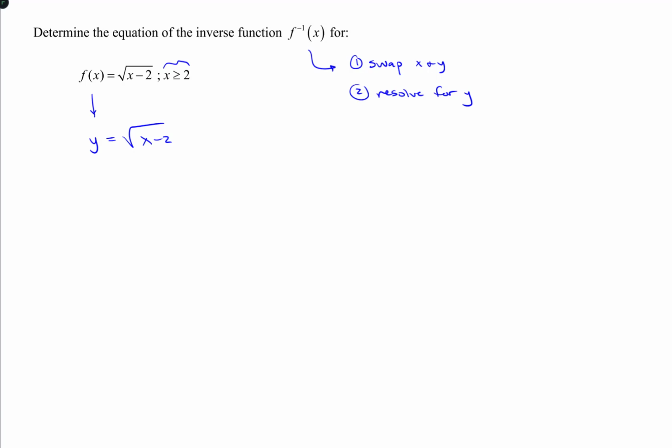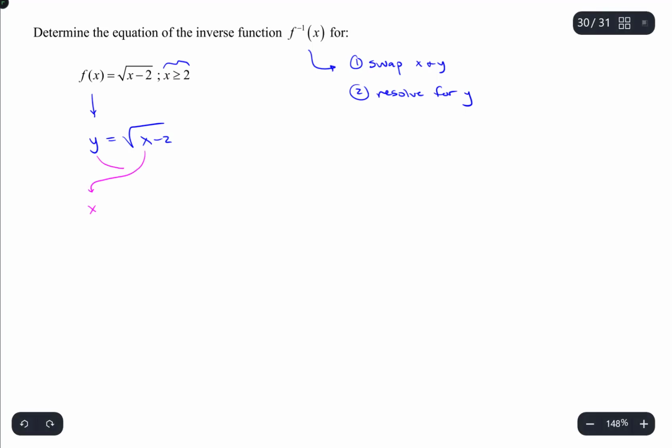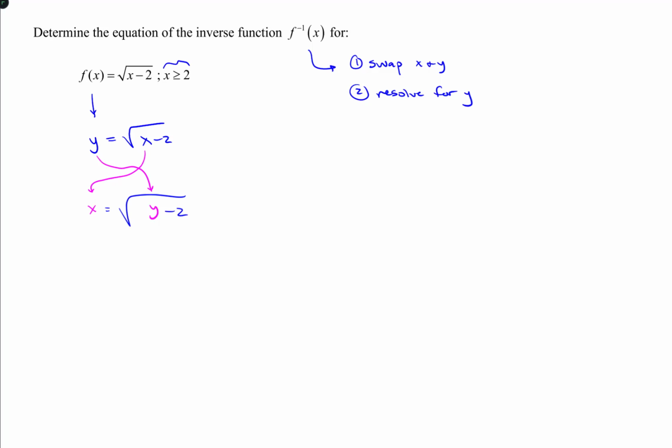So for right now, we have a square root function, and the next step in the process is to swap our x and our y values. So the x I'm going to move over here, y I'm going to move over here, and it will look like x equals the square root of y minus 2. So all I've done is just swap the x and the y positions.